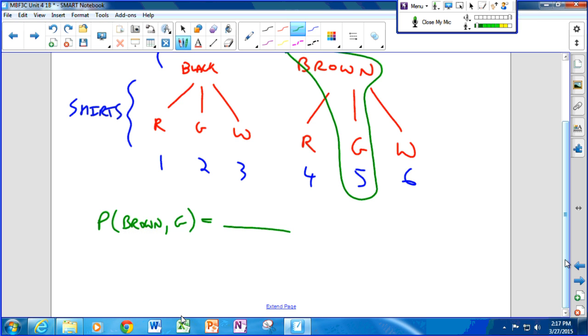Now let's take a look at B. Now the nice thing about making a tree diagram is that we've already made it. We don't have to make another one. Okay, I know it says use a tree diagram. You have one, the one you made for part A. Okay, so don't waste your time making another tree diagram.